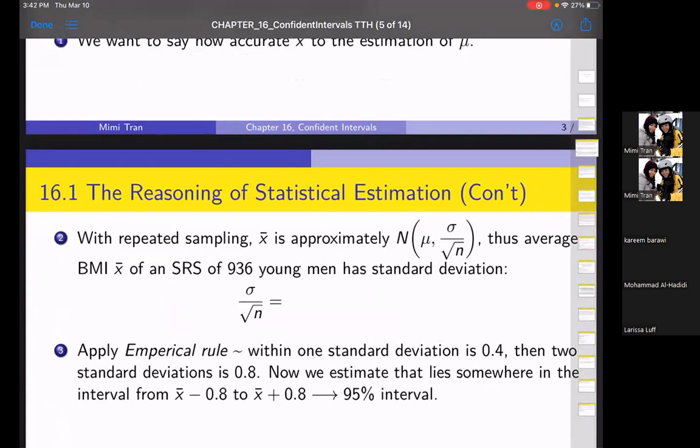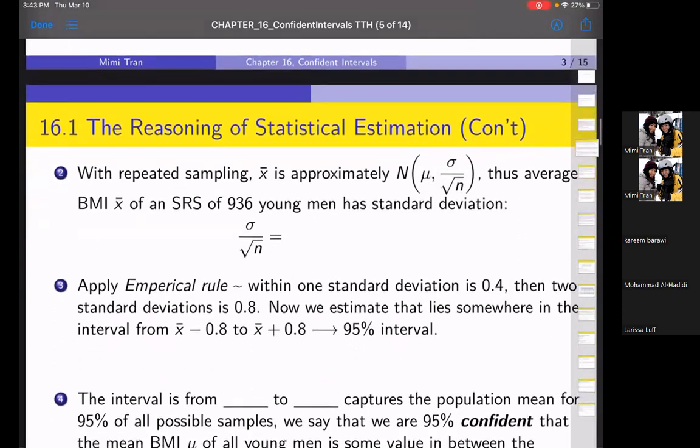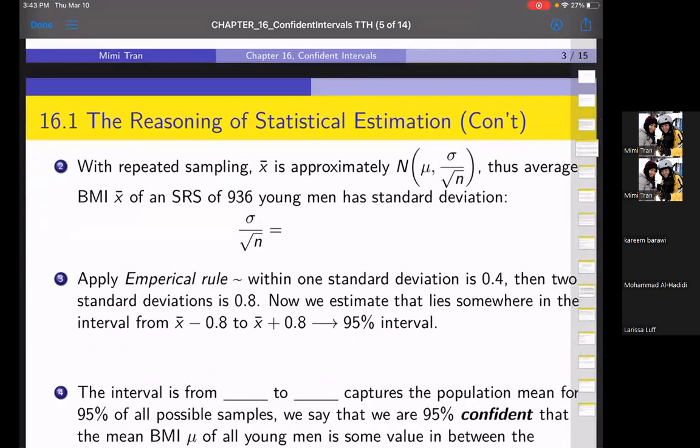But what I can do is keep picking the same sample size from that population, which is 936. And then I'm going to compute a bunch of X bar, and then I'm going to graph it, right? Because that's what we've been doing. Now X bar, because the sample size is so large, 936, definitely bigger than 25, is approximately normal.